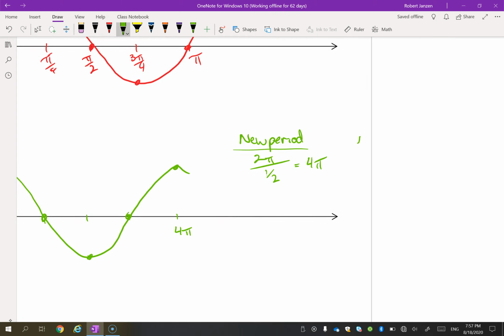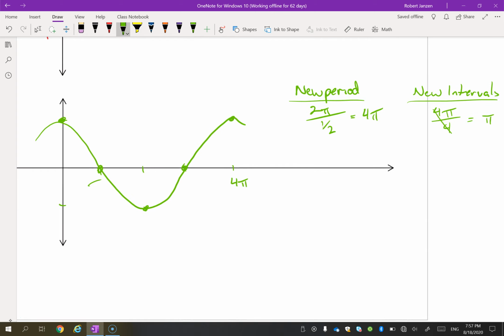Now what are my new intervals? So what I'm going to do is take the new period, which is 4 pi, and divide by 4. This gives me pi. So that tells me I'm going from pi, 2 pi, 3 pi, 4 pi. And the amplitude is 1 and -1.